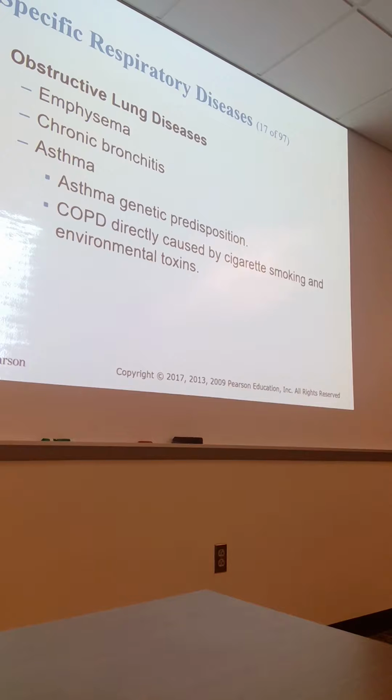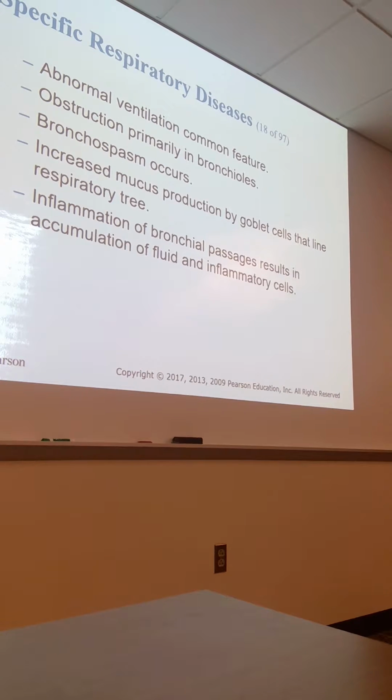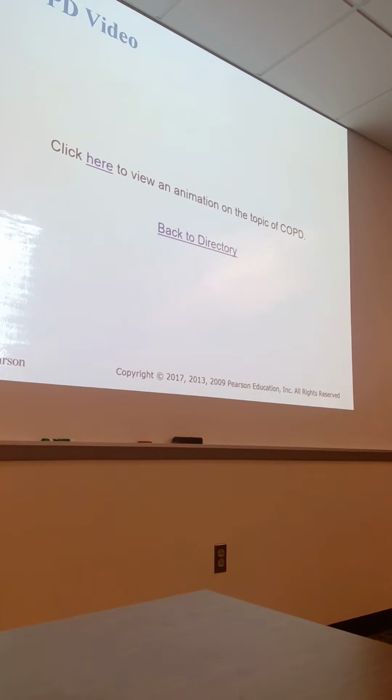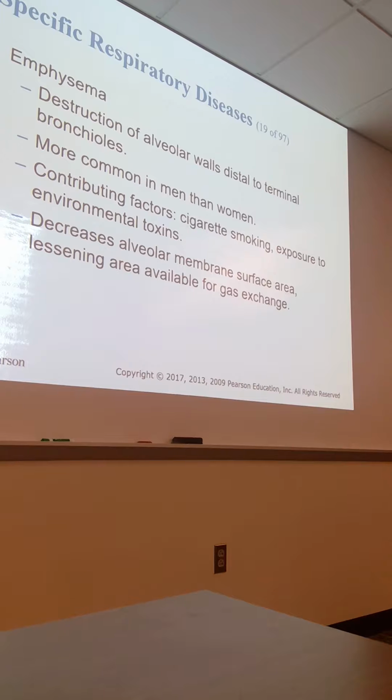There's a genetic predisposition for asthma, and we talked about the cause. Obstruction in the bronchioles, bronchospasm, mucus production, and inflammation of the passages, and mucus plugging is a hallmark of asthma. All right. Now, emphysema and chronic bronchitis are really distinctly different diseases, even though they're both COPDs.